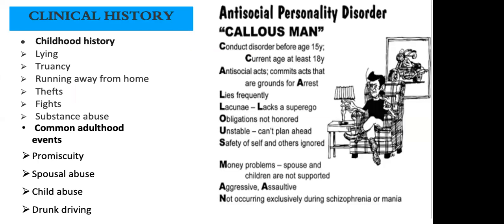Patients with antisocial personality disorder might have some misconduct during their childhood history, for example lying, truancy, running away from home, fighting, and substance abuse. Among common adulthood events are promiscuity, spousal abuse, child abuse, and drunk driving. Okay, next.